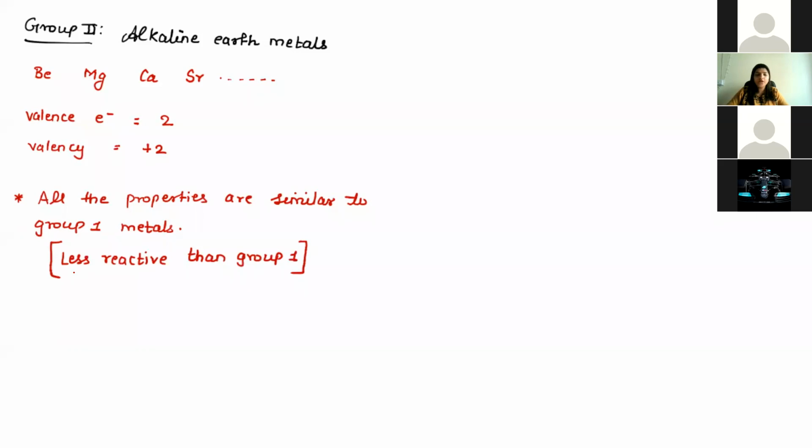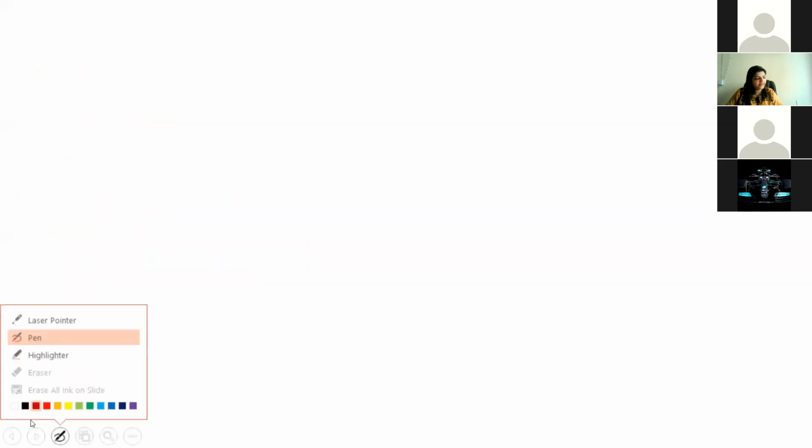So this was about group 2. We are not going to go into much detail for group 2. So just take a screenshot of this and we'll move to the next group, which is group 17, a very crucial group. Okay, so let's go to group 17, also called 7A.